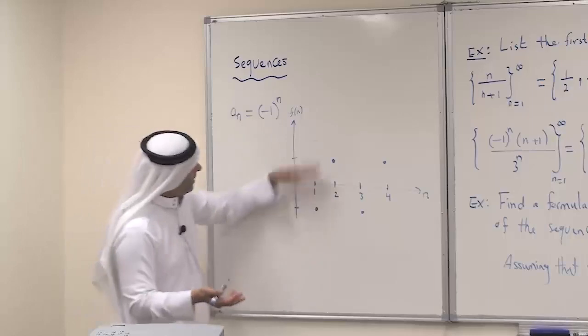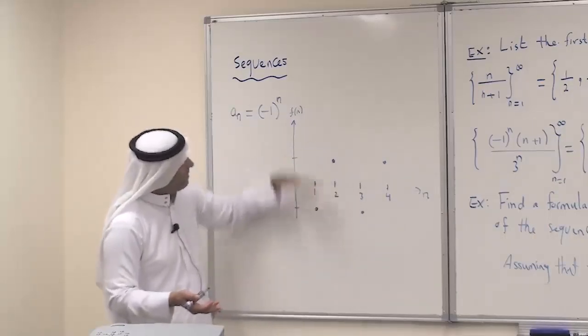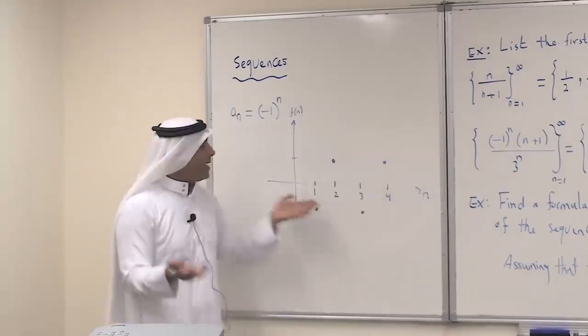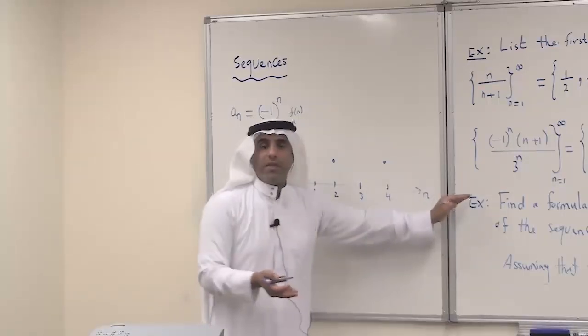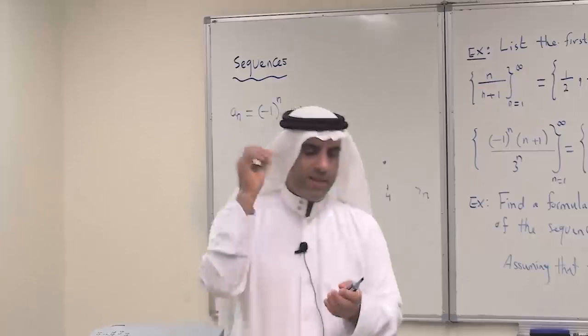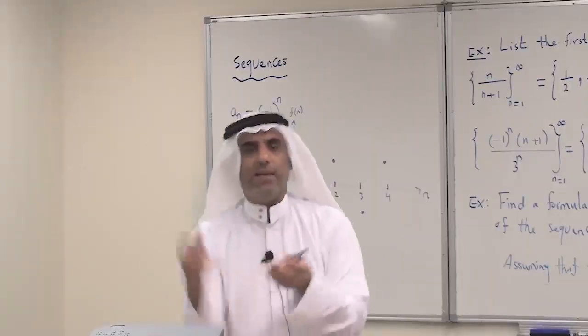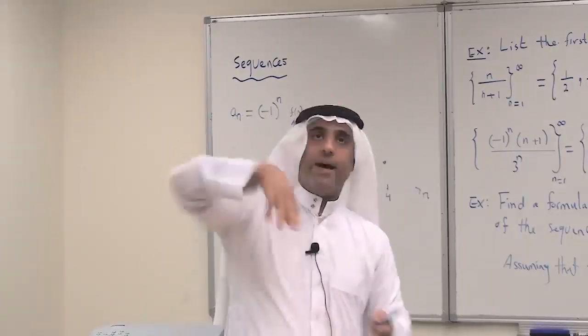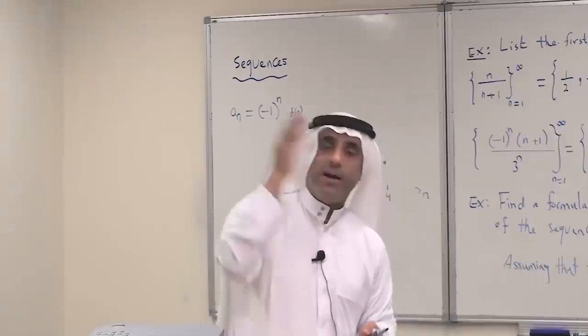You can see now the values are oscillating between 1 and minus 1. So what happens as n goes to infinity? Still the same behavior will be there. If n is odd, the value will be minus 1. If n is even, it will be 1. As n goes large enough, again, you have the same behavior.